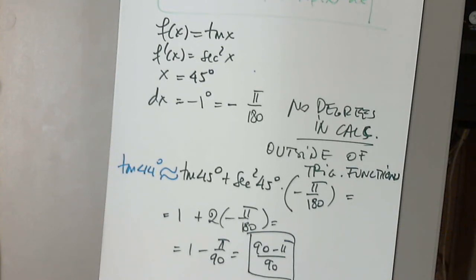And what we found that 90 minus pi, close the parenthesis, and divided by 90. I'm sorry, I didn't mean to put tangent pi over 4. I still have to change the mode, I'm sorry. I need 44. So tangent 44.